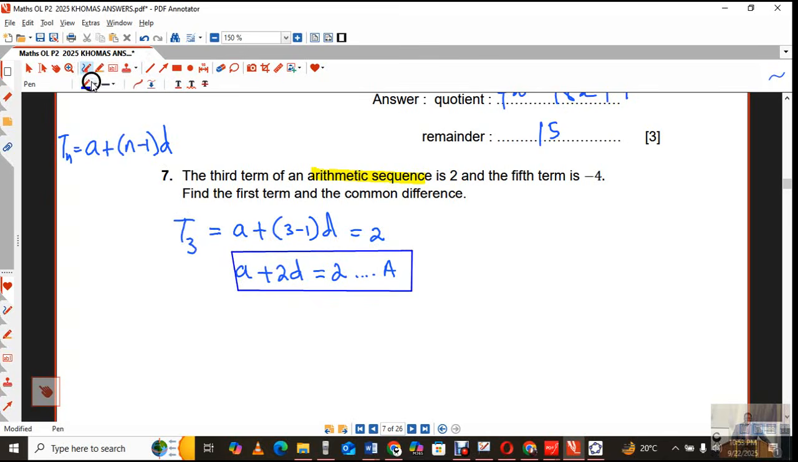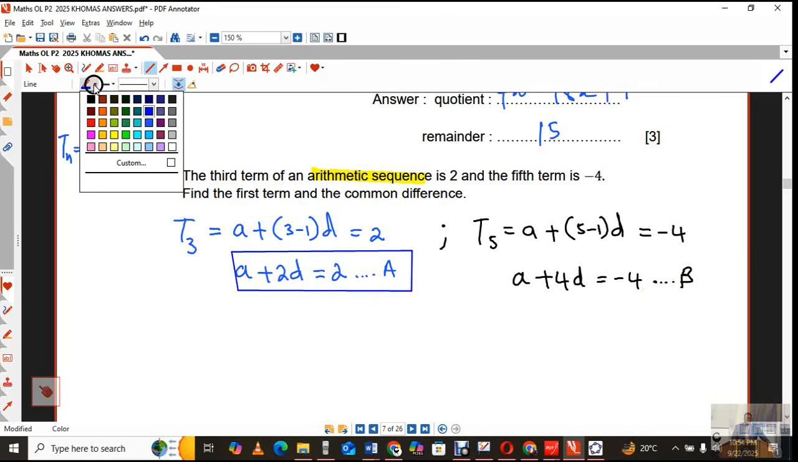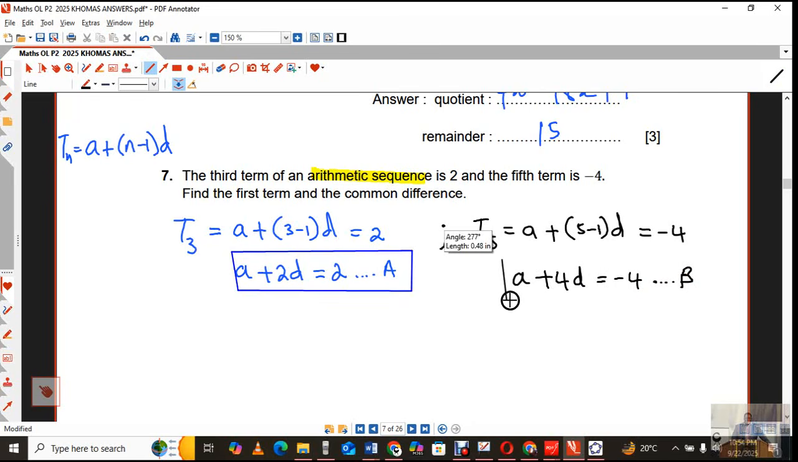Right. Then what do they say? The fifth term, term 5, which is a plus 5 minus 1 times d is equal to negative 4. So this is going to be a plus 4d is equal to negative 4. And this will be my second equation. Right. So this is equation B. There I have my two equations now.